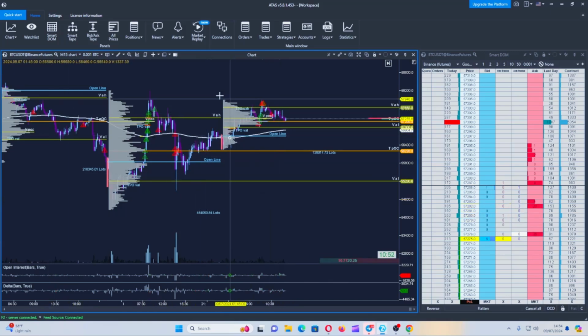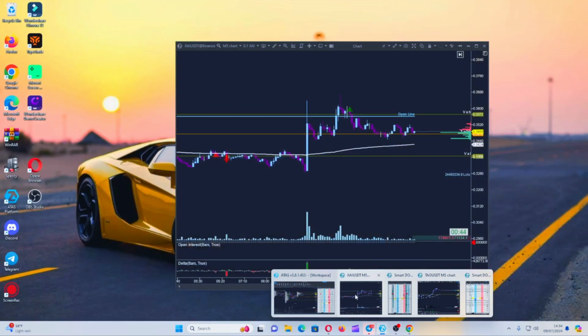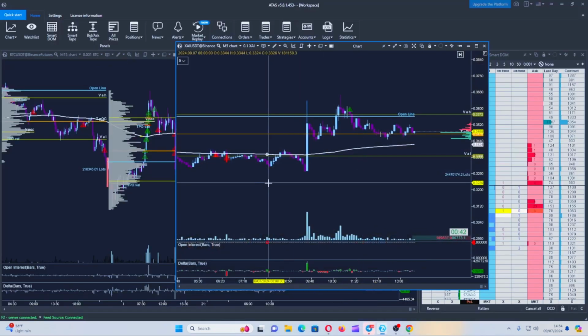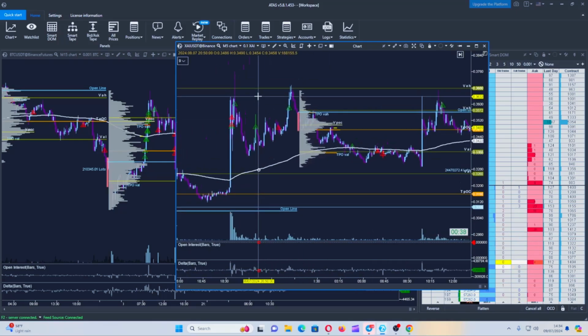So that was just a quick overview of these platforms that I'm actually using and why I would take certain trades. So let's have a look at XAI. Yesterday I took a short on XAI. I took it here. For some reason, I don't know why, the open interest isn't showing up. I'll see if I can fix that.